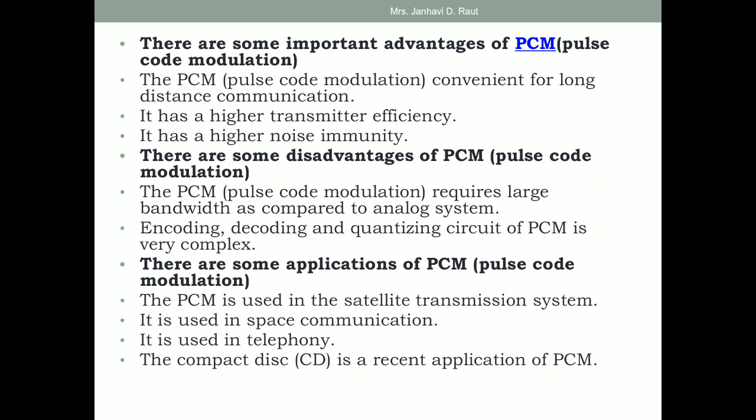So now we'll see the advantages of PCM. PCM is convenient for long distance communication. It has higher transmitter efficiency. It has higher noise immunity. Now the disadvantages of the pulse code modulation technique are: PCM requires large bandwidth. The encoding, decoding and quantizing circuits of PCM are very complex.